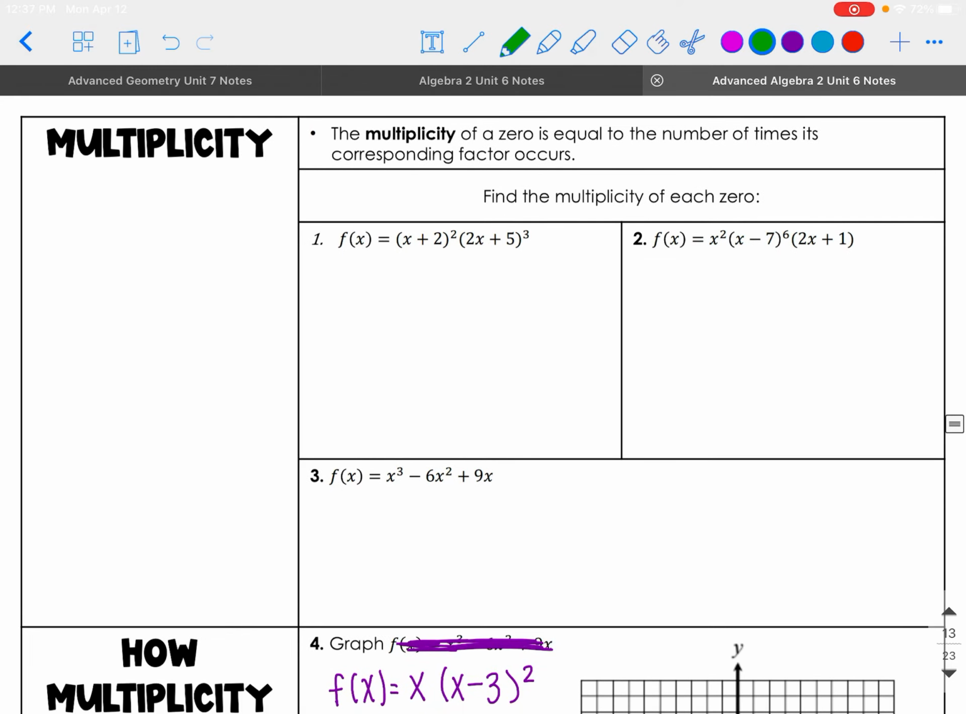And we're going to talk about something called the multiplicity. So the multiplicity of a zero or of an x-intercept is the number of times that we have its factor. And if you remember back to quadratics, we learned about factoring. And sometimes when you factored, you got the same factor, like x plus 5, x plus 5. And that would be a multiplicity of 2 because it happened 2 times.